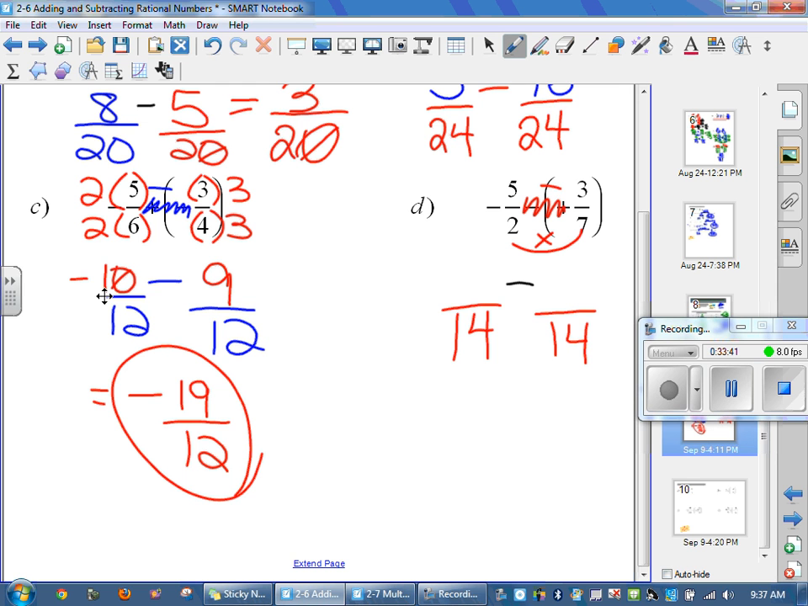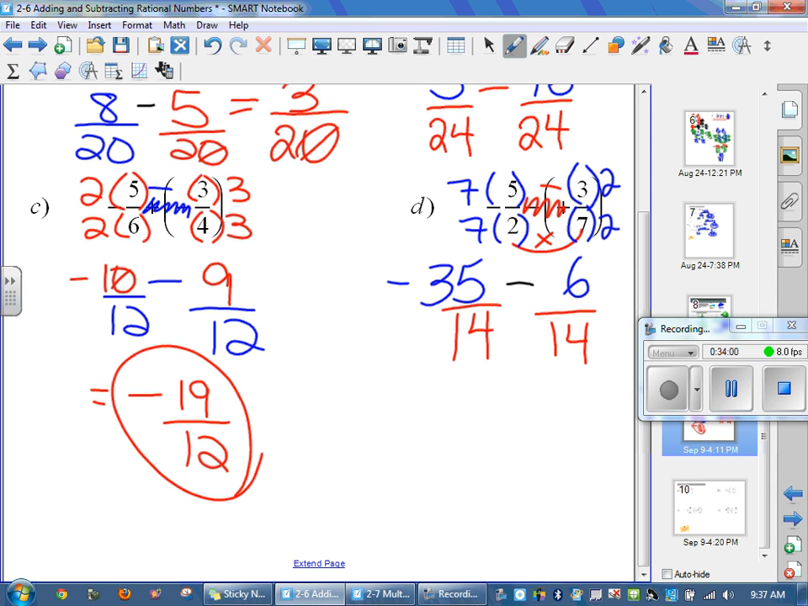Over here, the 7 times 2. So I'm going to times my top by 2 to get a 6. Now you're going to have negative 35 subtracting 6. How big is that going to give us? Good. Negative 41 over 14. Okay? That will not reduce.